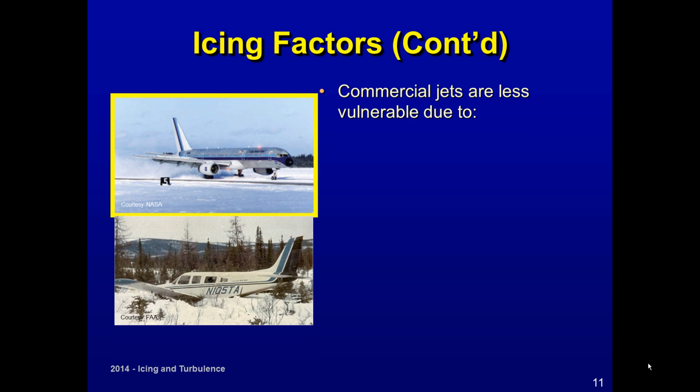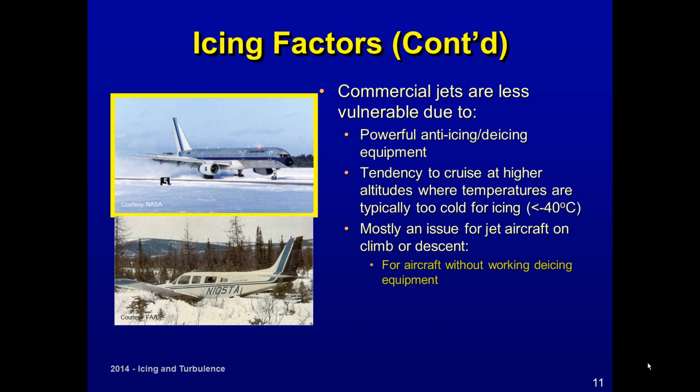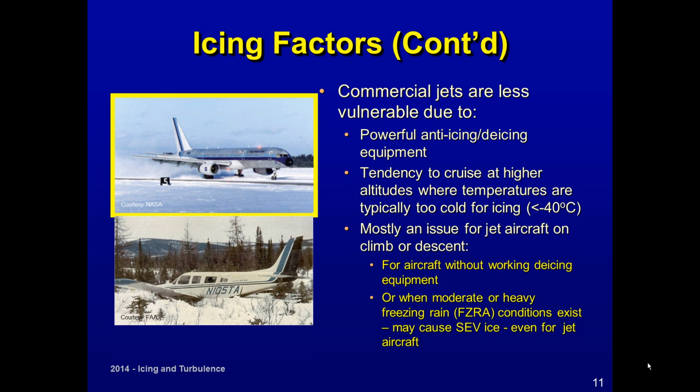Commercial jets are less vulnerable because they carry powerful anti-icing and de-icing equipment. They tend to cruise at higher altitudes where the temperatures are typically too cold for icing. It's mostly an issue for jet aircraft on climb and descent, and this is usually for aircraft without working de-icing equipment, or where you have moderate or heavy freezing rain. This can cause severe ice, even for jet aircraft.